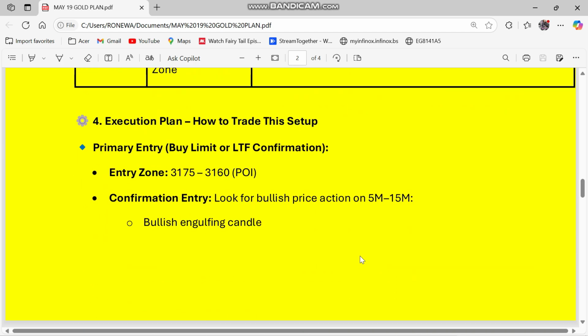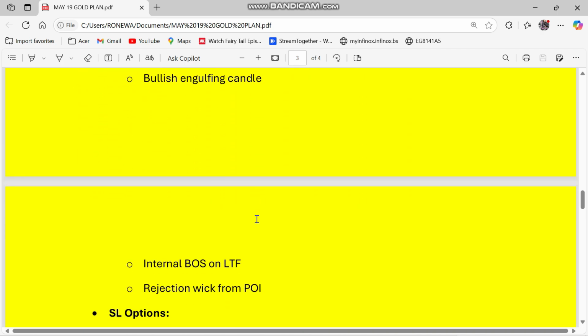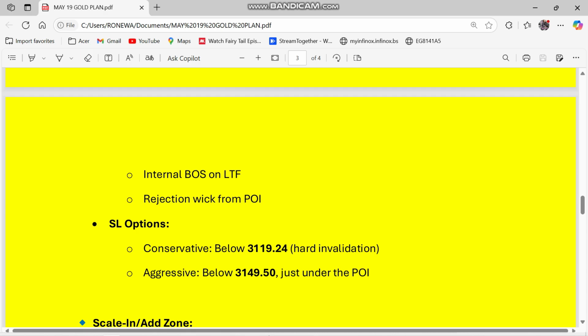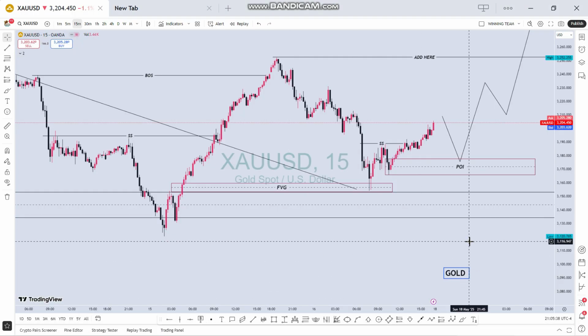So let's not waste our time and go ahead and jump into the chart. I will explain this better here on TradingView. So here we are on TradingView, guys.